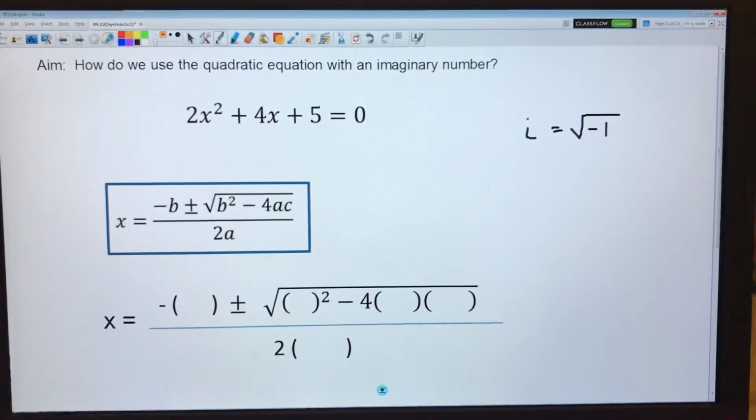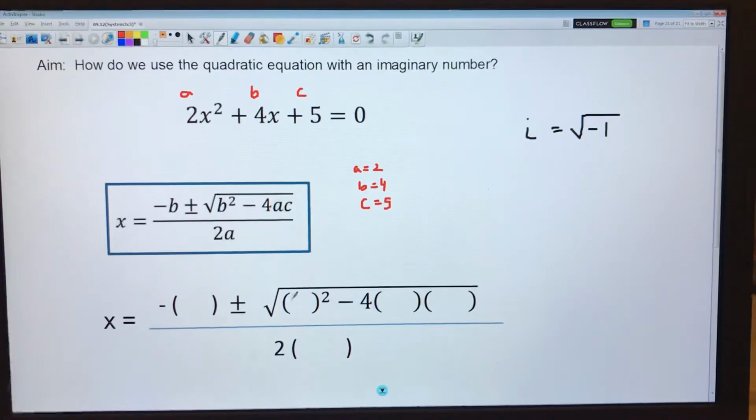So let's start this problem. This is the first problem of the worksheet. This is my A number, this is my B number, and then my C number. That should be easy: 2, 4, and 5. So A equals 2, B equals 4, and C equals 5. Let's put our numbers in.